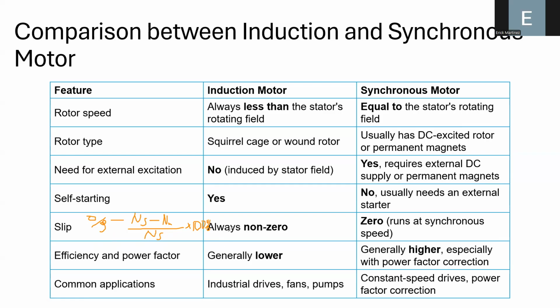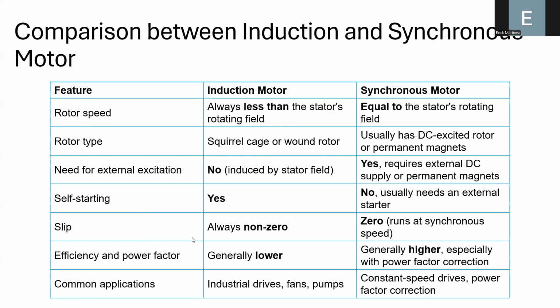For the induction motor, the slip is always different from zero. But for the synchronous motor, since we don't have a difference in the speed between the stator and the rotor, this slip is always zero, because the rotor magnetic speed and the stator rotating magnetic field are the same. They are synchronized.